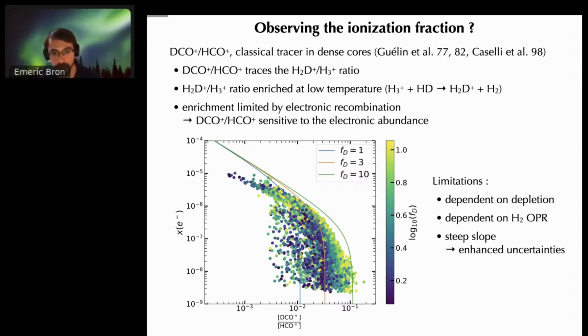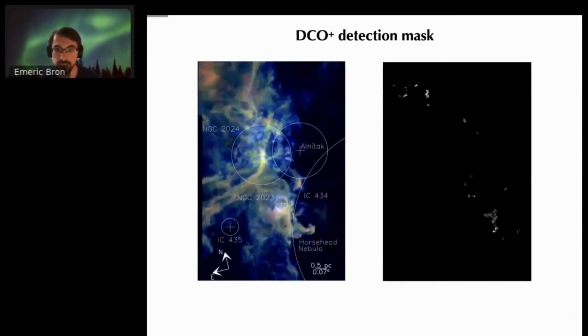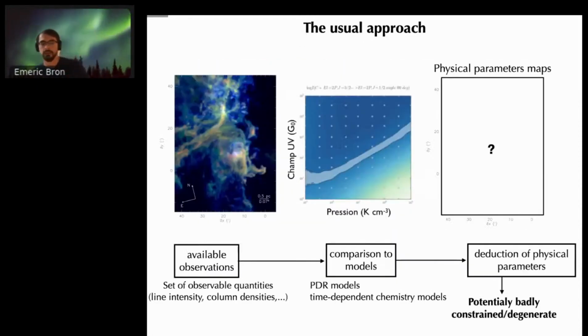But before all those limitations, there is one that's even more obvious. If we look at our data set, the detection mask of DCO+ covers only the densest cores, so this tracer in any case can only inform us about dense cores. If we want to have a global view of the ionization fraction in a giant molecular cloud, we will need other tracers. So the idea here is to use models to find other tracers of the ionization fraction.